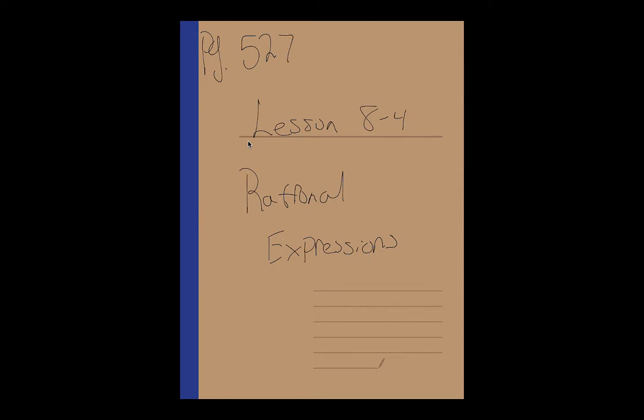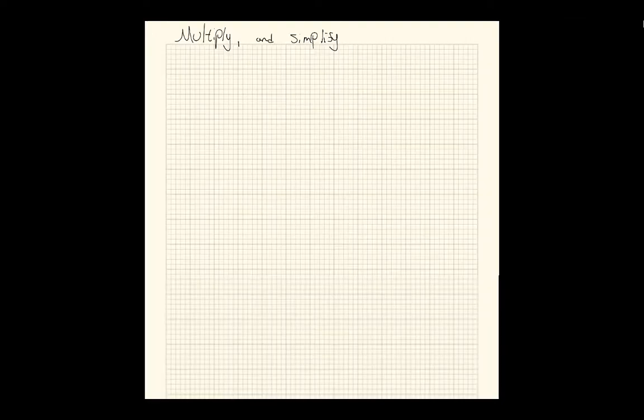But let's go ahead and look at our first example. Say we want to multiply and simplify. So after we're multiplying it, make sure it's in simplest form. These are two rational expressions, so two ratios or two fractions that we're going to be multiplying.